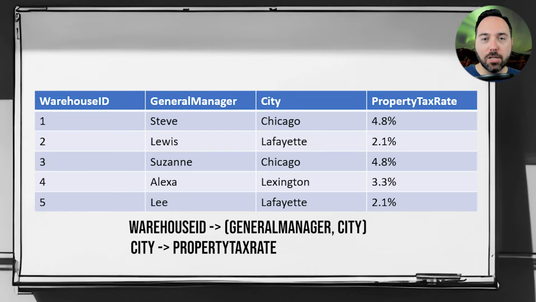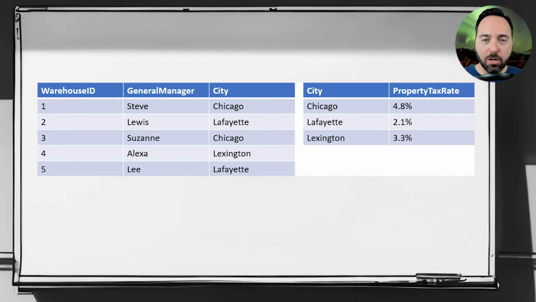So the question is, are we in fifth normal form? The answer is no. We have a join dependency. I can cleanly break this out into two relvars. One which includes warehouse ID, general manager, and city, and the other which includes city and property tax rate. I can do this without losing any information along the way, and if I want to join these relvars back together in a select statement, I can do so without losing or adding data.